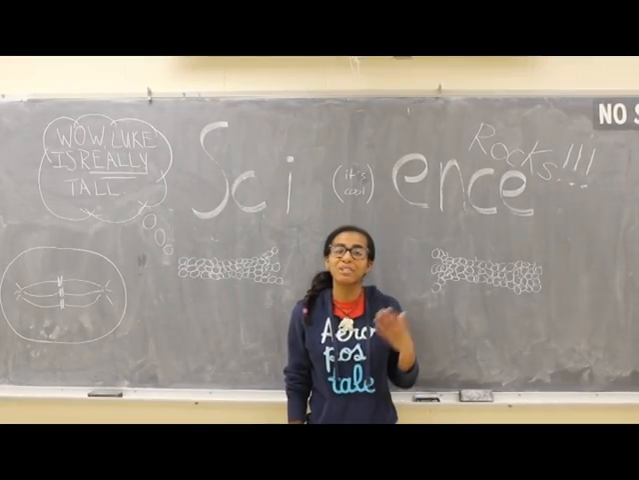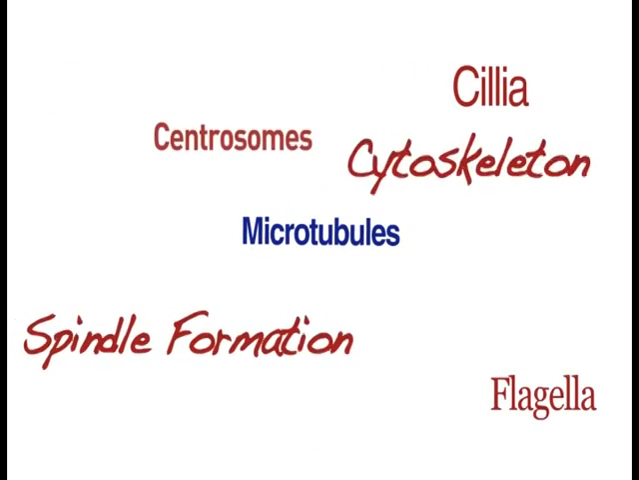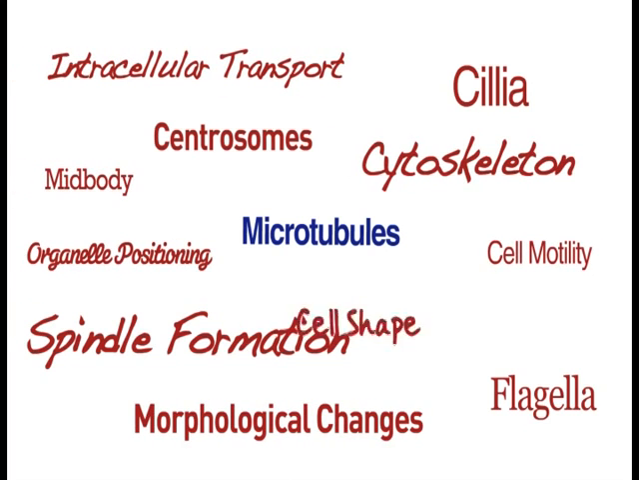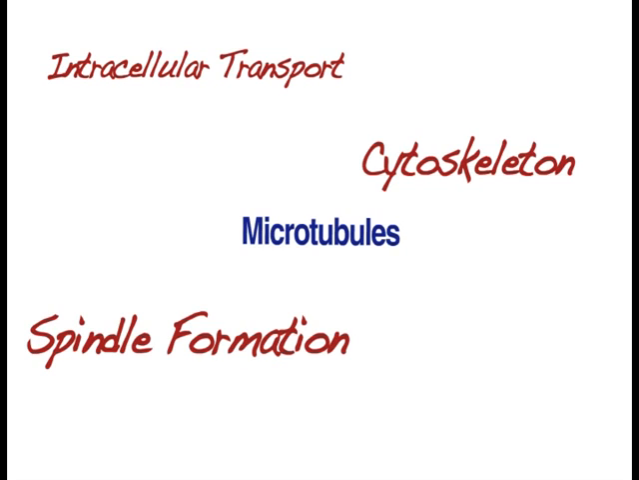Now that we know a little bit about the structure of microtubules, we can move on to their function in our bodies. Microtubules play a role in countless aspects of cellular function. Today, we're going to focus on three of the most important: its contribution to the cytoskeleton, its role in intracellular transport, and what it does in spindle formation.